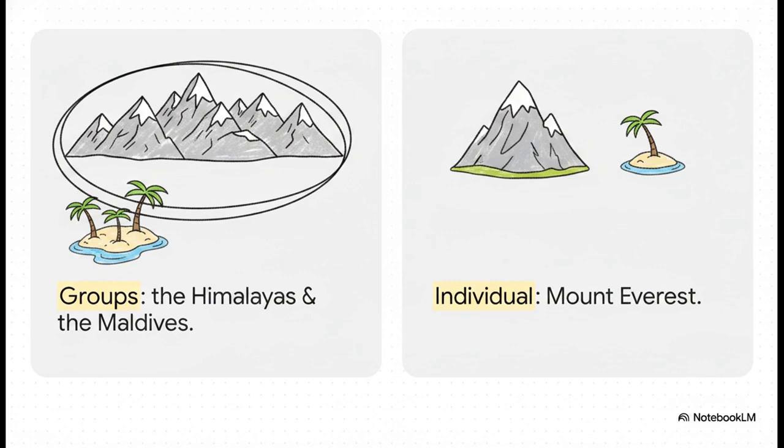The rule of thumb is you use the for entire plural ranges or collections. So it's the Himalayas for the mountain range and the Maldives for the island group. But we literally never use the for individual peaks or individual islands. It's just Mount Everest. Never the Mount Everest.